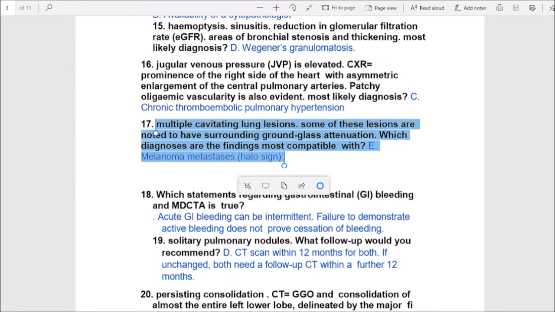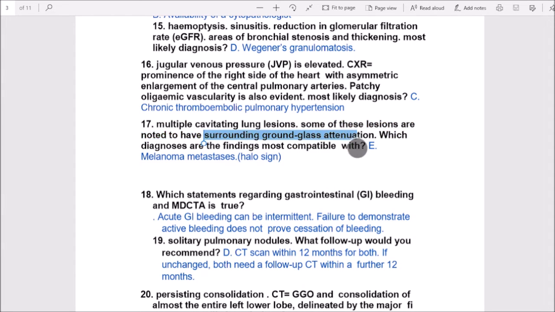This is called halo sign. When there are cavitating lung lesions surrounded by ground-glass opacification, this is called halo sign. Halo sign is seen in melanoma metastasis.